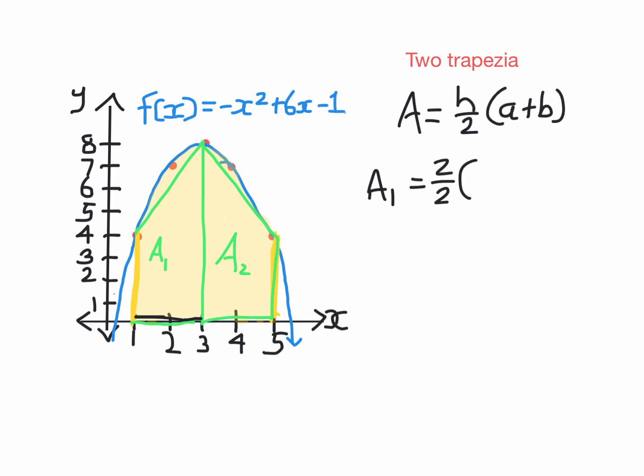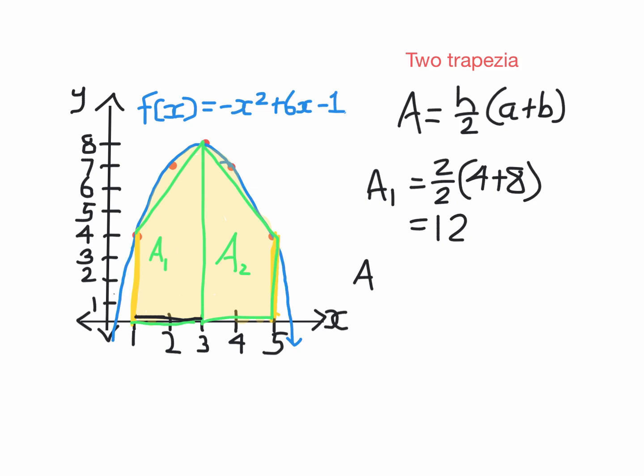Now a and b are the two parallel sides, this distance and this distance. So you can see that this length here is 4. This length here is 8. If you didn't know them, you would just substitute 1 into the function to get this length and 3 into this function to get this length. So the area of the first trapezium is just 2 over 2 times 4 plus 8, which gives 12.